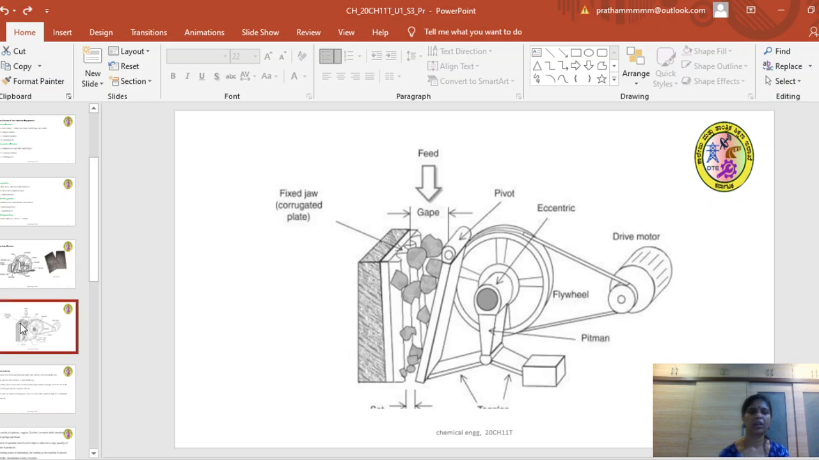The fixed jaw is nearly vertical. The mobile jaw reciprocates to and fro with the help of a drive motor, the pitman and the toggles, against the fixed jaw. The V-shaped opening admits the feed, and the product is collected at the bottom of the opening. As it moves to and fro, the crushing action takes place.